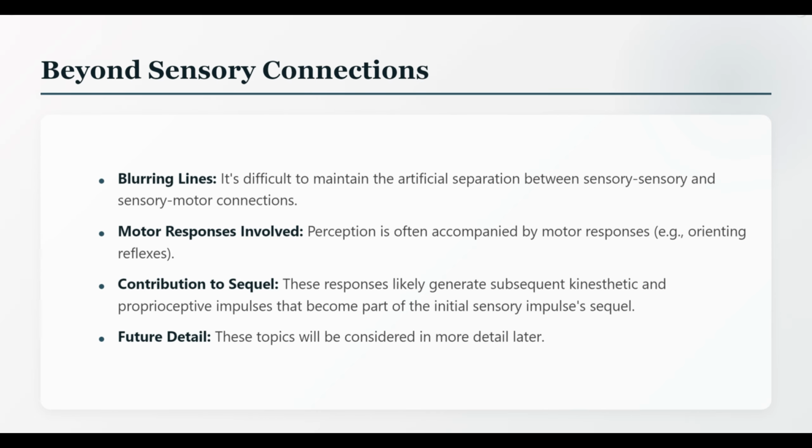As we explore this, the lines blur between purely sensory processing and motor control. Think about perception itself. It's rarely passive. We orient our heads, move our eyes, maybe even take a step. These are motor responses happening alongside sensing, and these movements generate feedback. Kinesthetic feelings, proprioceptive signals about body position. These signals arising from the motor act triggered by the initial sensation become part of the sequel of that original sensory impulse. It's a feedback loop. We'll dig deeper into this sensorimotor integration later, but it's already clear it's deeply intertwined with classification.